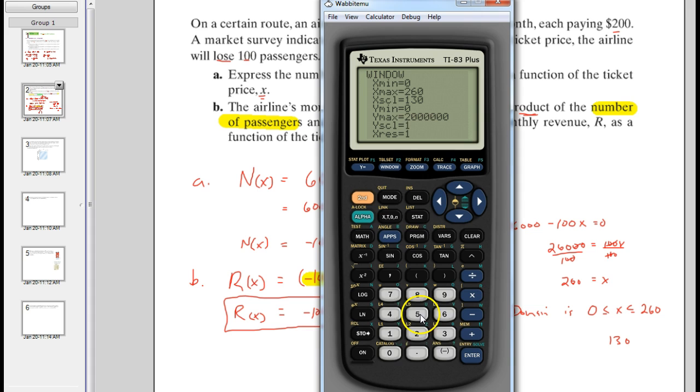Right, and we'll go up in 500,000s. Now when we graph it, we see a nice arcing parabola, and there's our peak, like we were saying right there in the middle, right around 130.